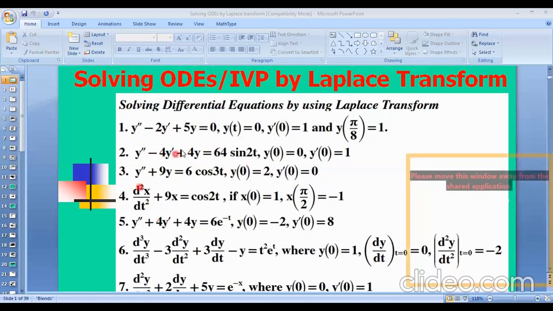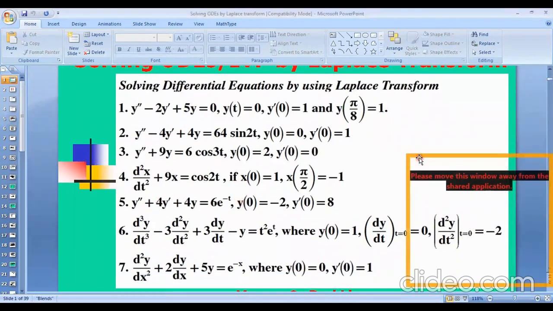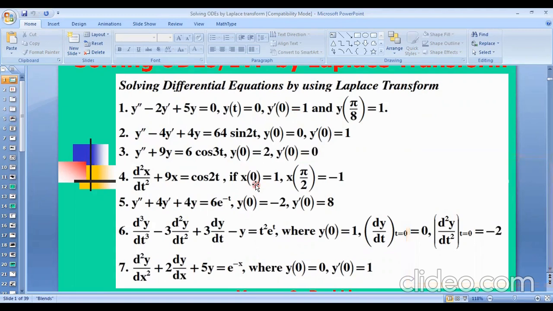We will try to solve these seven problems here. I designed 7 problems. Some initial values are assigned to each differential equation. Some second order and third order differential equations are here. Now we'll try to solve these types of differential equations by using Laplace transformation. Remember it.